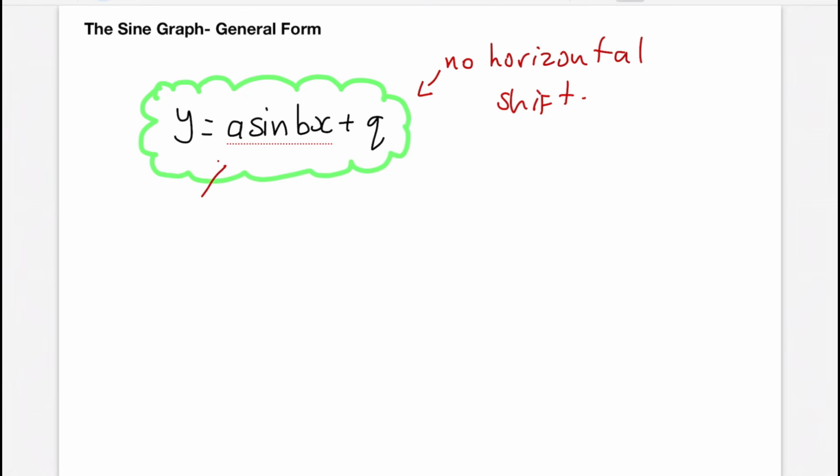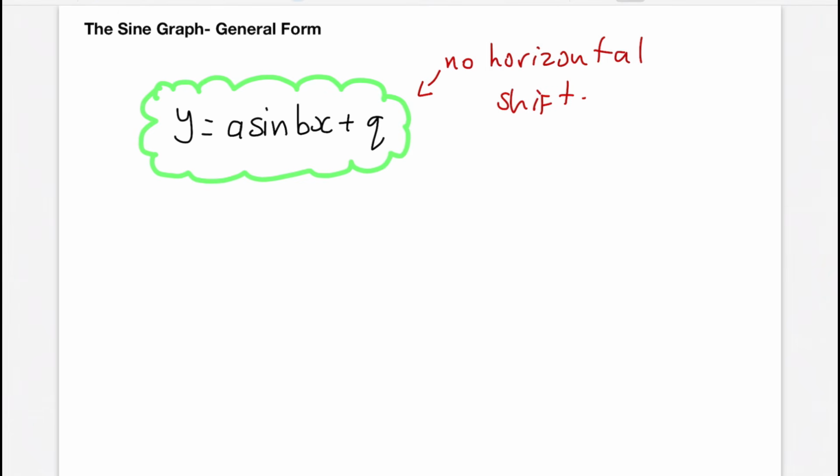We've seen that a stretches the graph vertically. We've also seen that q shifts the graph up or down. We're going to discuss b right now, but I want you to note this is not the final form of the sine graph. It's not the final general form. I haven't introduced horizontal shift yet, and we're going to look at that in a second. What does b do to the graph?